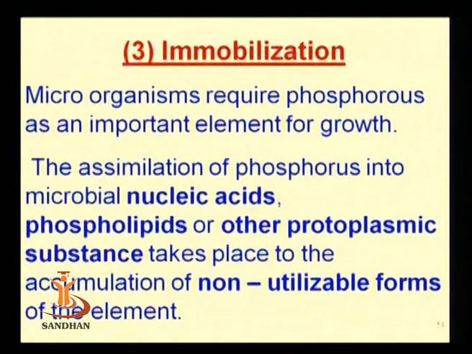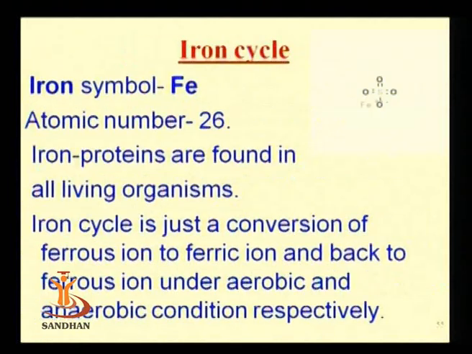And the third process is immobilization, whereby the phosphorus is assimilated into nucleic acids, phospholipids, and other protoplasmic substances. That is, the phosphorus is accumulated in non-utilizable forms of the element. This was the general movement of phosphorus from insoluble form to soluble form and then back to insoluble form. Coming to the next element, iron. Iron proteins are found in all living organisms. The iron cycle is just a conversion of ferrous ion to ferric ion in aerobic conditions and back to ferrous ion under anaerobic conditions.